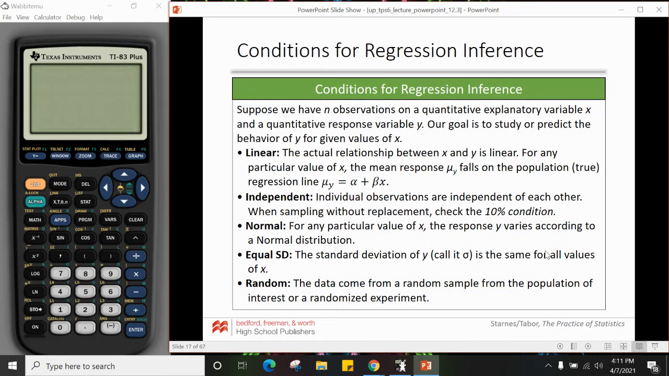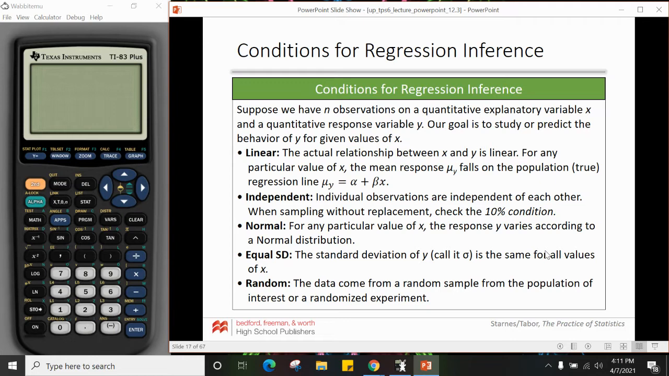So there are 5 conditions in order to check this and proceed for inference. Now, some of them are very similar, but suppose we have n observations of a quantitative variable x and a quantitative response variable y. Our goal is to study and predict the behavior of y for a given value of x. So right off the bat, linear: the actual relationship between x and y is linear. For any particular value of x, the mean response mu of y falls on the population regression line. And this makes sense, because why would we use linear regression, or do a test for linear regression, if it's not linear? So that's got to be linear first.